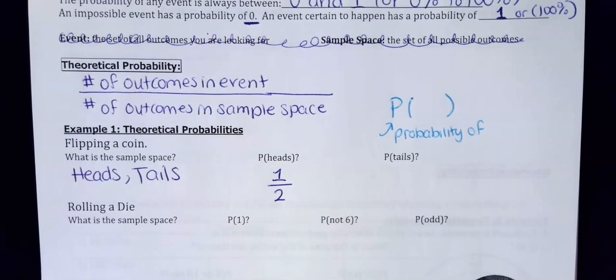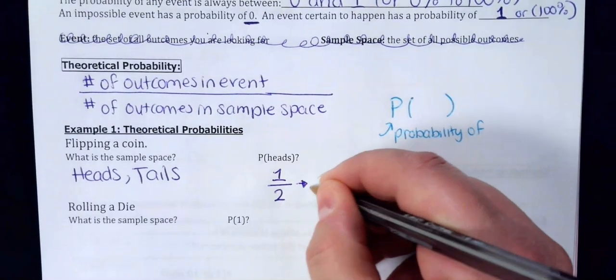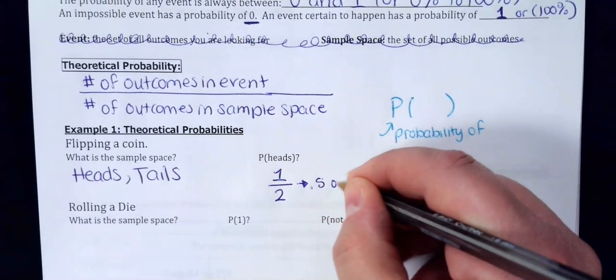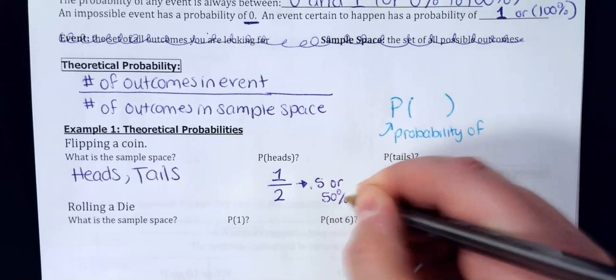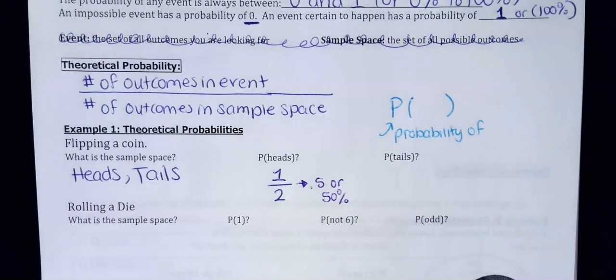All right. Now, as a lovely decimal, 0.5, right? Or if you want to write that as a percentage, 50%. Any of those answers are acceptable. If you want to do the decimal, the fraction, or the percent, whatever makes more sense to you is fine with me.